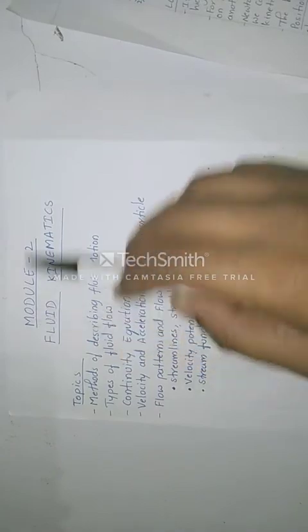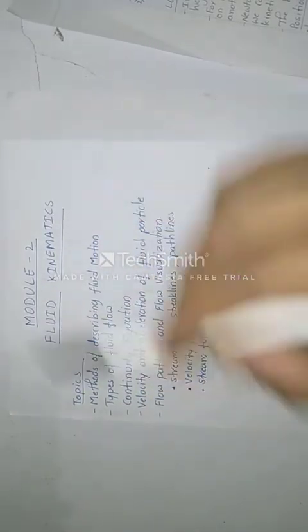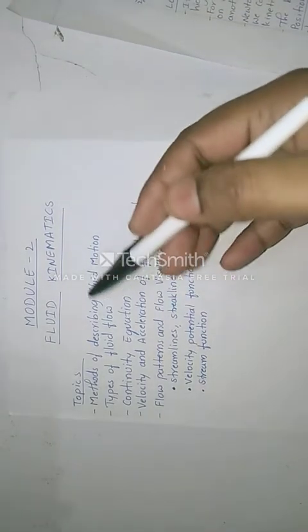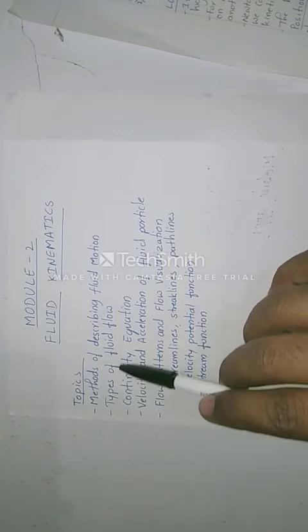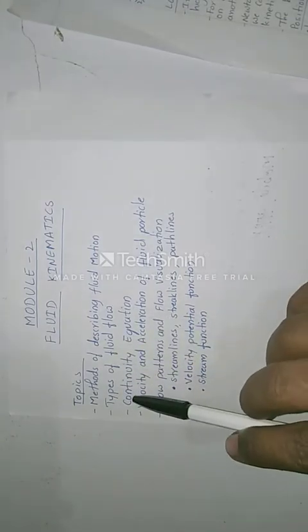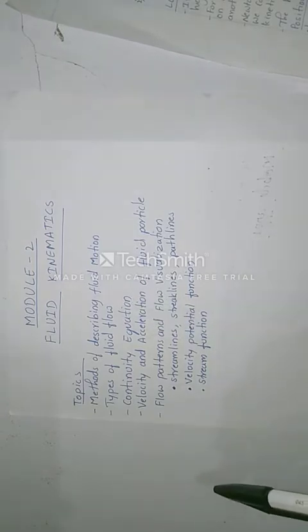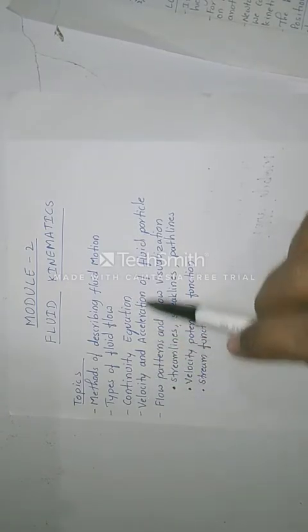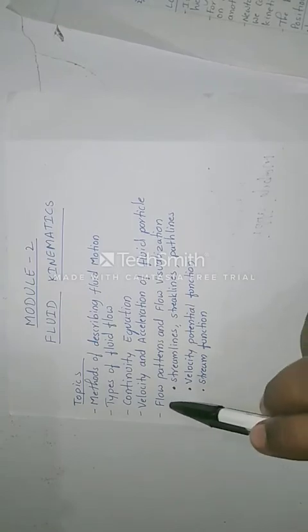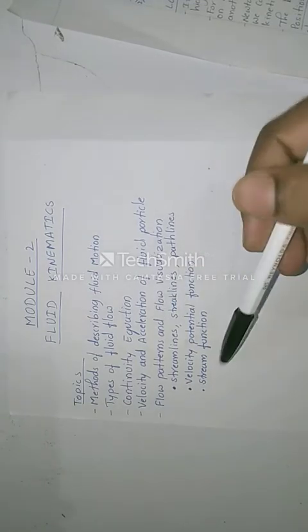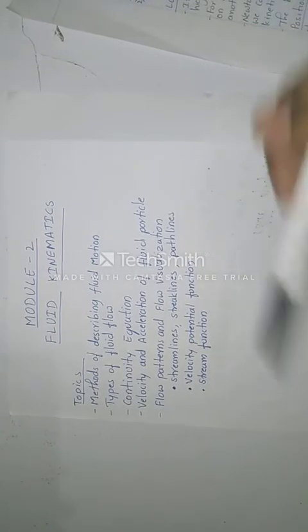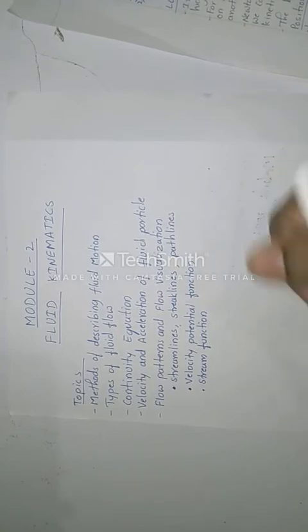Okay, so module number 2 consists of fluid kinematics. So what is fluid kinematics? That I'll take up later. So the topics that we are going to cover in this are methods of describing fluid motion and the types of fluid flow. Next topic is continuity equation, and after that velocity and acceleration of fluid particles, and the last topic is flow patterns and flow visualization. So in this we'll be studying various definitions and the expressions for that.